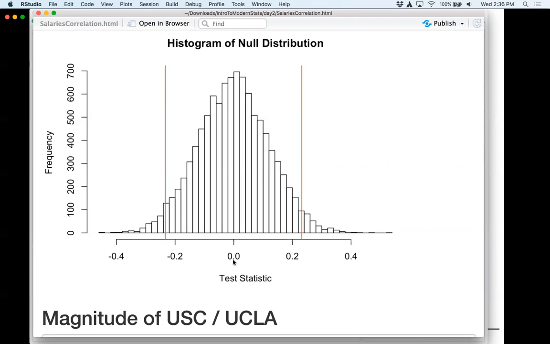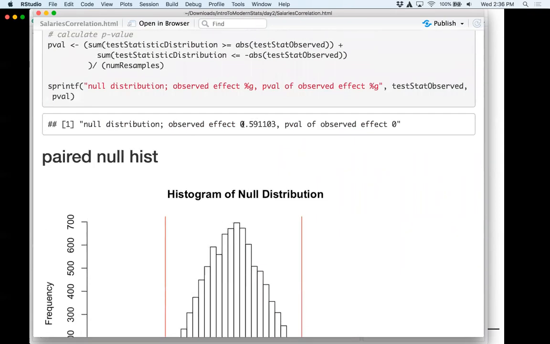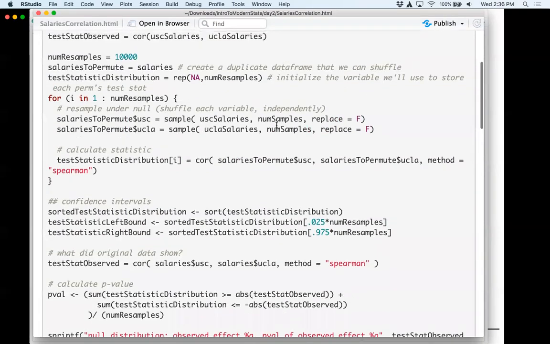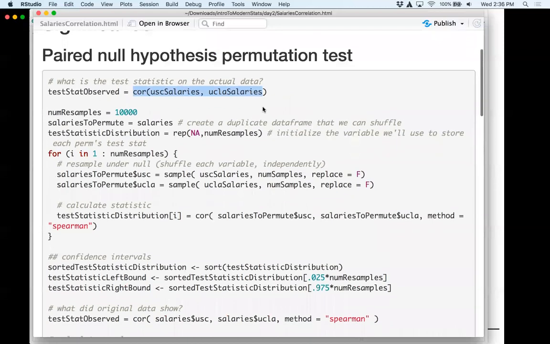And so we're looking at the correlation between USC salaries and UCLA salaries. And I know the real value. So when I get the real value, the real correlation is 0.59. You just calculate it, right? I call it right here. Here's the line. First thing I do, my actual observed, my test statistic, calling correlation between salaries, is 0.69. Now the question again was, how likely could that have actually happened by chance?